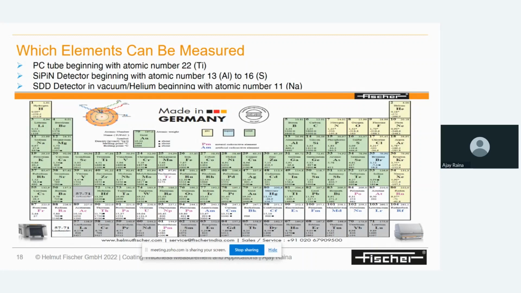And we have the options where our instruments can be provided with both. We can do the testing in air mode and normal operation, and we can have the same instrument work in helium purge, or we can add the vacuum option there, and we can do the trace elements from sodium itself.